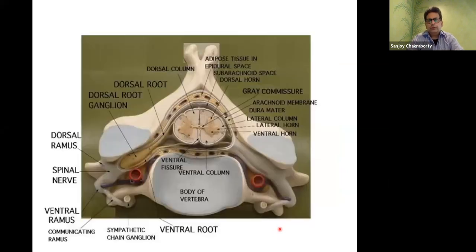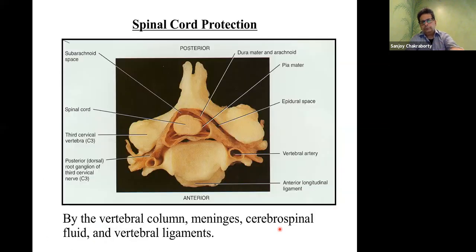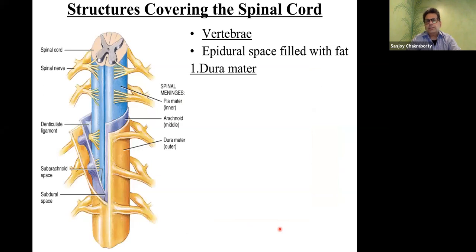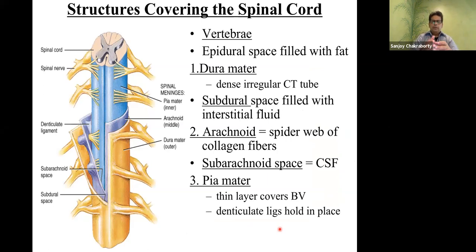I'm going to talk about the details of this cross section a little bit later. Let me teach you a little bit, and then we'll come back here to learn all the terminology. But first, let's look at the meninges. Meninges have three layers. The meninges is a tough membrane that covers the brain and the spinal cord both.